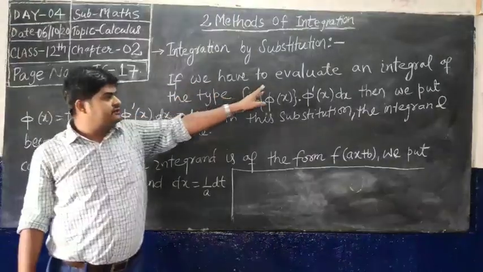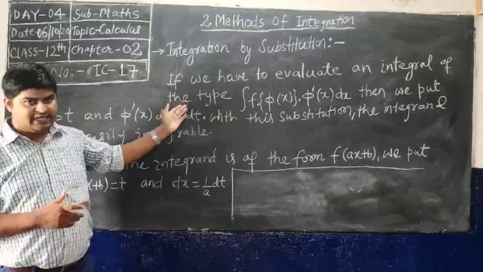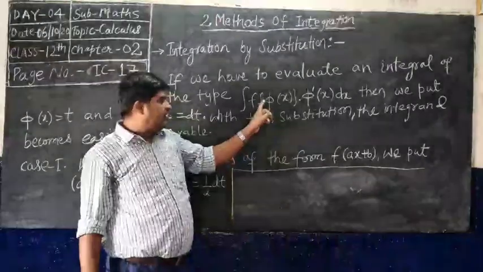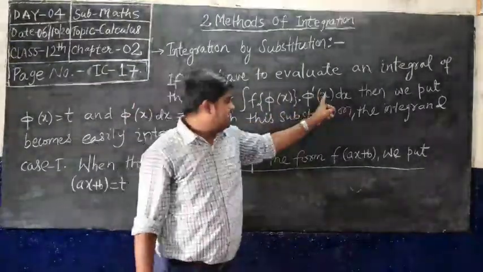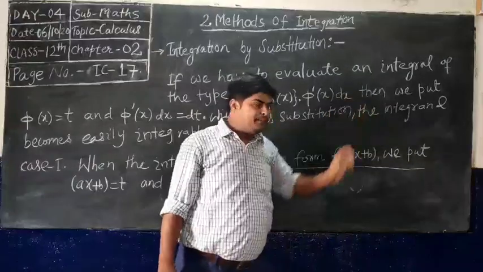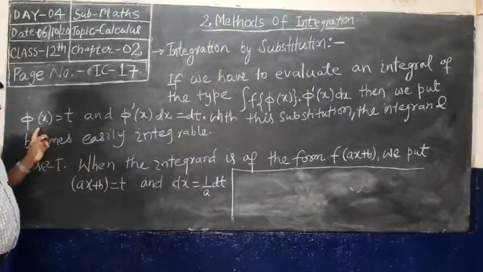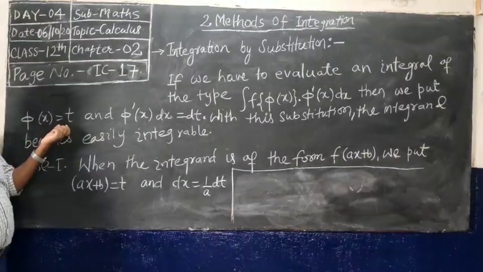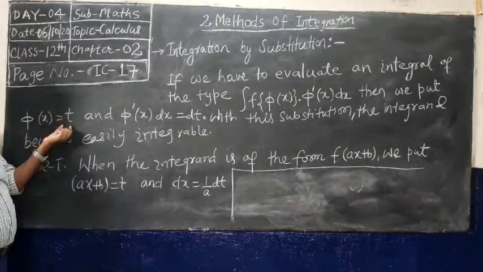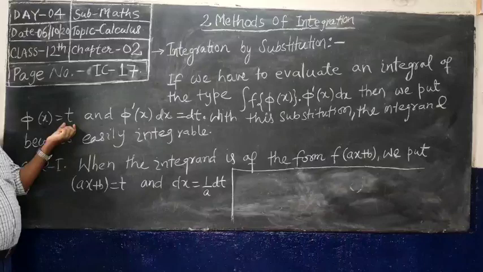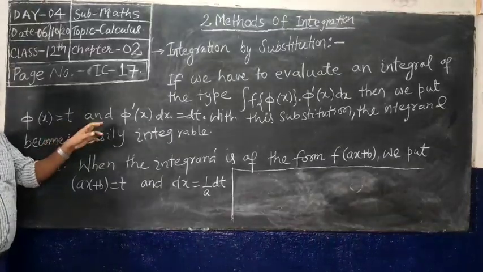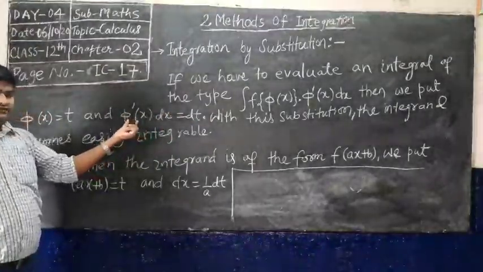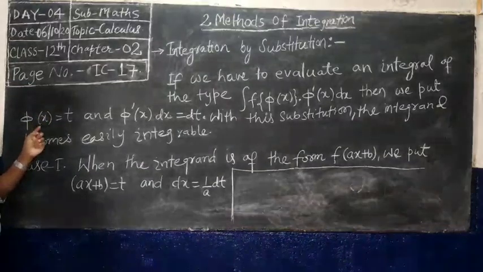If we have to evaluate an integral of the type, suppose this is the function, you have to find the integration of f of phi x dot phi dash x dx, then we put phi of x equal to t. Suppose this is the original function, f of x is equal to t. This is not compulsory to always suppose t; you can suppose u, y, x, y, z, any one of them. And phi dash x dx is equal to dt. Phi dash x here is the first derivative of the function phi x.